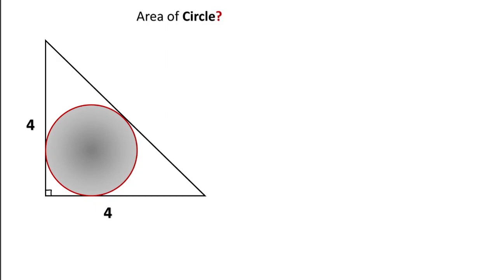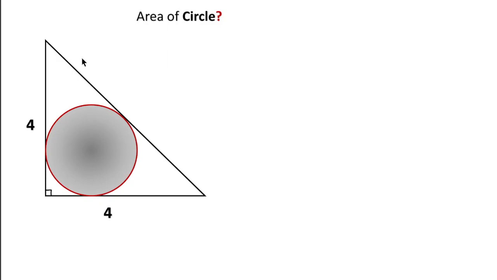Hello everyone. In this question, this is an isosceles right angle triangle with equal side lengths of 4 units, 4 units, and one circle is inscribed in this isosceles right angle triangle. Then we have to find the area of the circle.